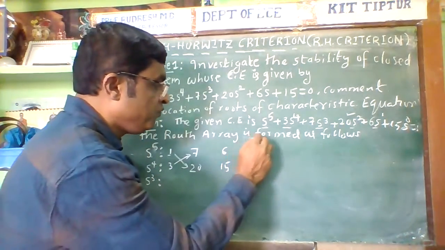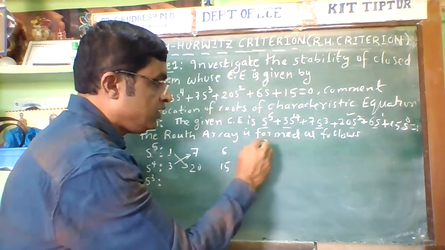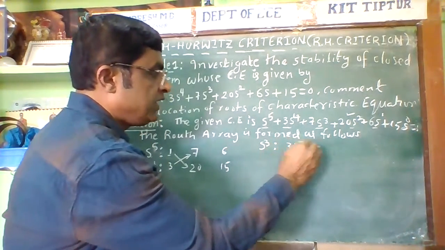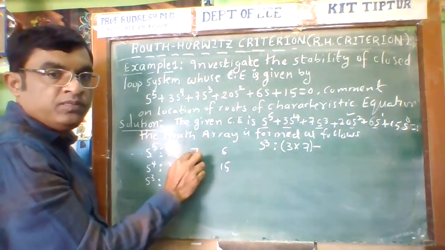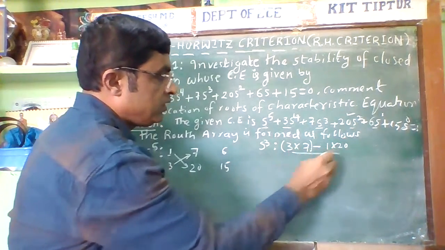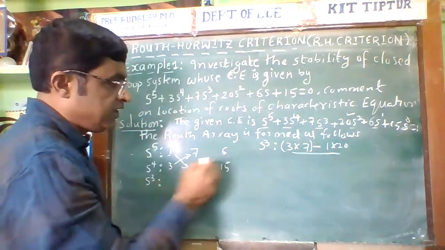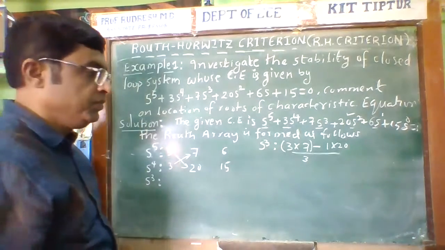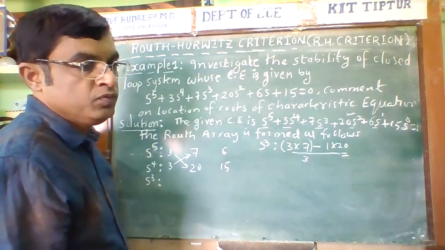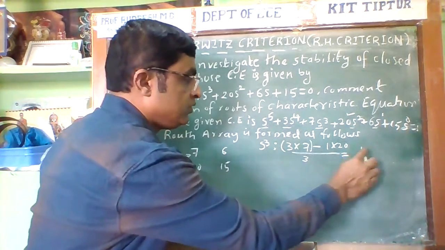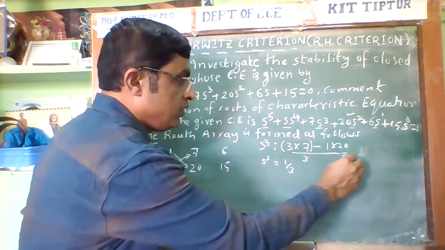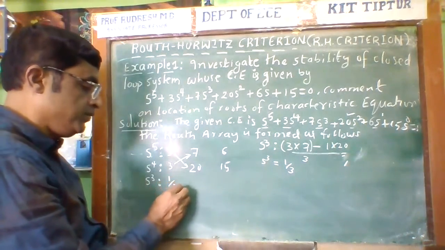Now, how to find the values of S cube? The value of S cube is equal to 3 into 7 minus 3 into 7, next minus 1 into 20, divided by 3. Now this is equal to 1 by 3. Similarly, the next element is also 1 by 3.